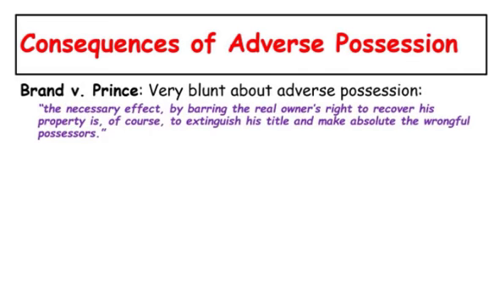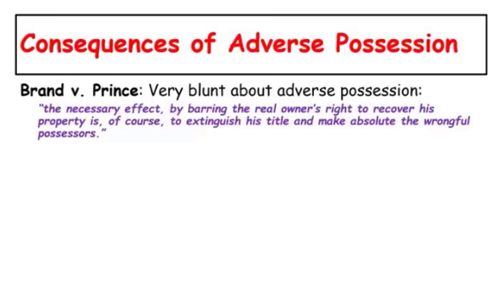So first of all, let's just be really clear about the consequences of adverse possession, right? The Brand v. Prince case is very blunt. The necessary effect, by barring the real owner's right to recover his property, is to extinguish the real owner's title and make absolute the title of the wrongful possessor. Right? This is about transferring ownership from the record owner, the person who's the real owner, until the adverse possession period runs, and transferring that ownership to a new owner.